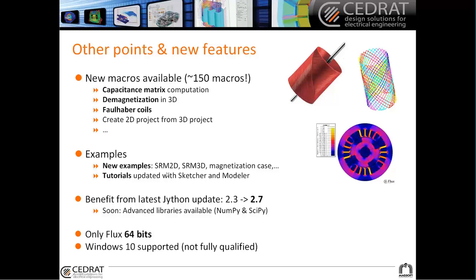We also added some examples from SRM2D, so synchronous reluctance machine, inside the supervisor, a magnetization case, and so on. And we also updated all the tutorials using the sketcher and the modeler so that you can learn how to do all these examples with the latest geometry tools. You would also benefit from a latest Python update, which means that very soon, thanks to this update, you will have NumPy and SciPy available as libraries for Python users. Also we have only Flux 64 bits, and we also can support Windows 10.